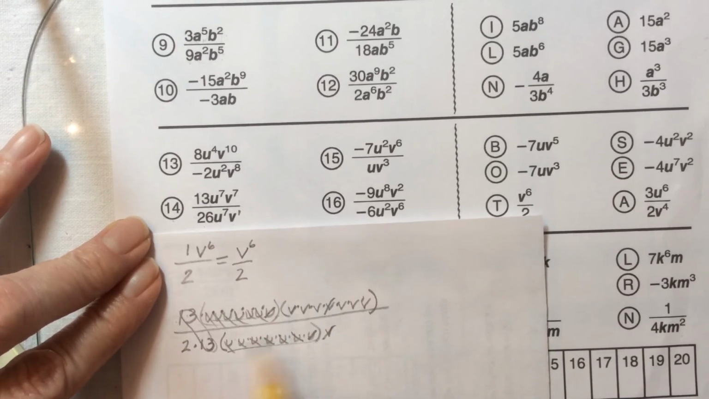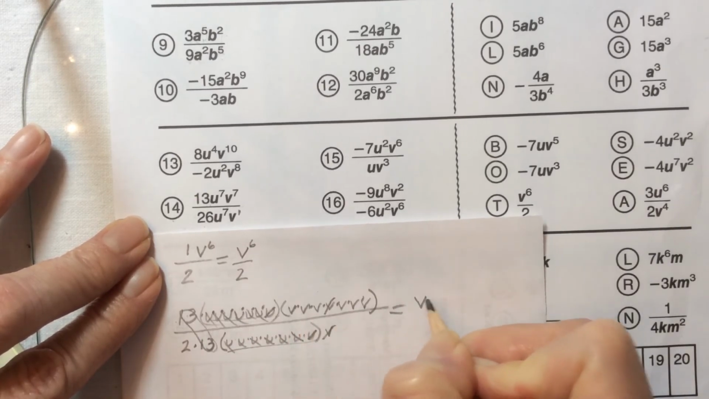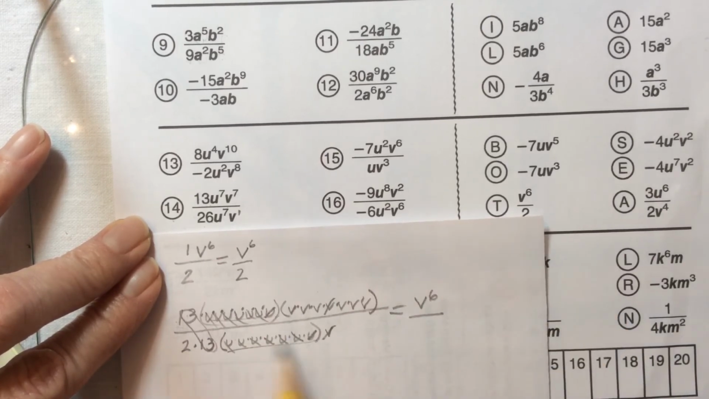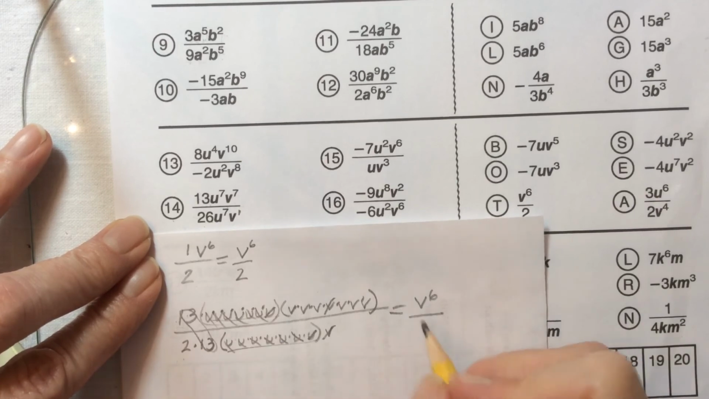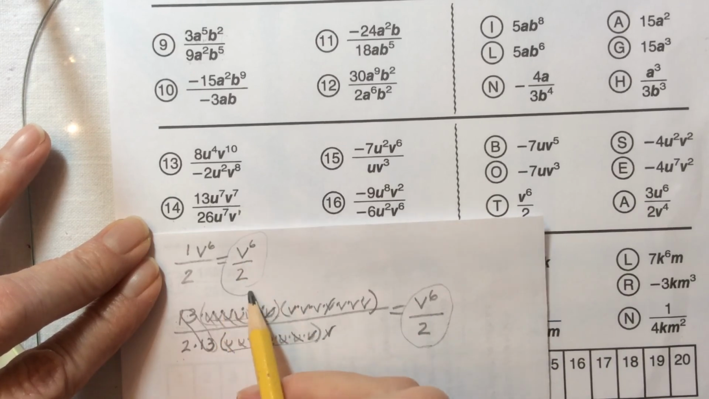So what do we have left? On the numerator side, we've got 1, 2, 3, 4, 5, 6. So v to the 6th power. And then on the bottom, the denominator, we simply have the 2. Okay, so we're done with that, and this answer is exactly the same as what we got when we used our shortcuts.